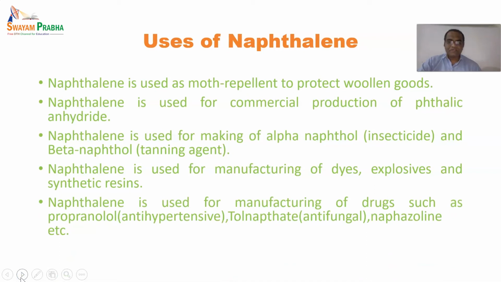Naphthalene is used for manufacturing of drugs such as propranolol, which is anti-hypertensive. After that, the antifungal drug tolnaftate, and after that nafazoline. So these are some of the drugs which have the basic ring of naphthalene as well. Nowadays naphthalene is not used directly, but it is a basic moiety in them, and from that basic moiety the reagents or starting materials for such drugs have been prepared.